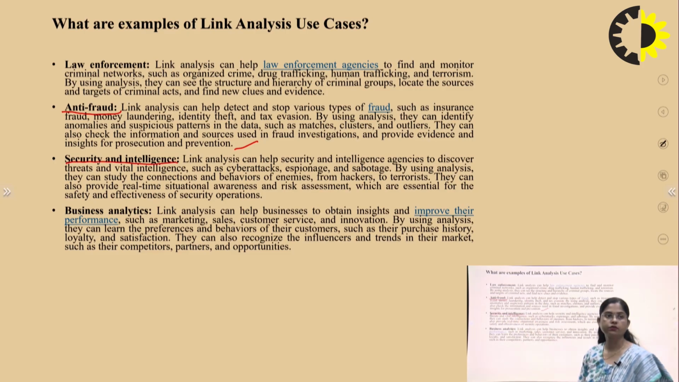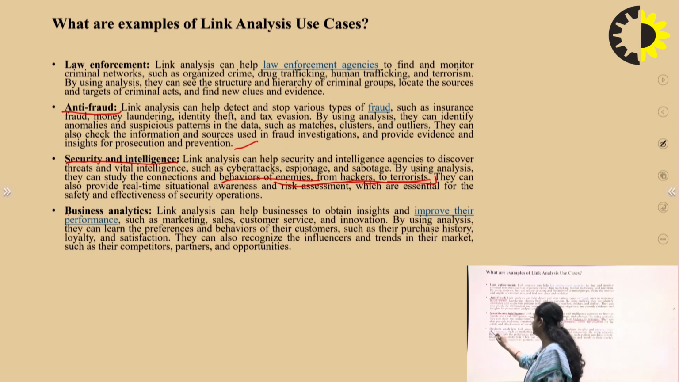Next, security and intelligence. For security and intelligence also we use link analysis. It helps security and intelligence agencies to discover threats and vital intelligence such as cyber attacks. By using link analysis, they can study the connections and behavior of enemies, from hackers to terrorists. If you have seen my last video, we studied sociogram and sociometric analysis, which is also used to find out the behavior, movement and flow of information.